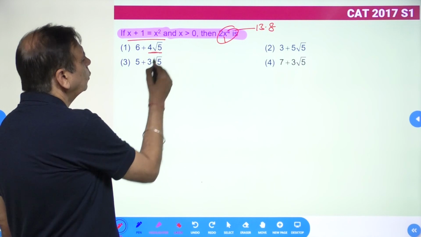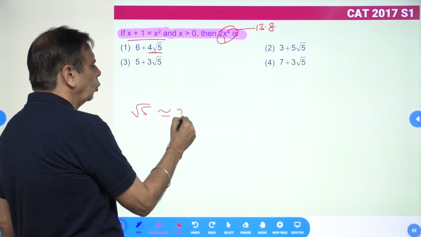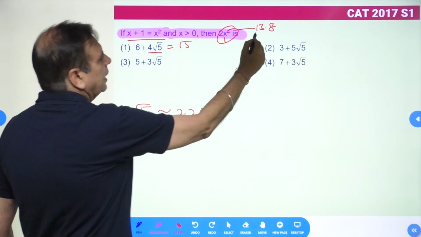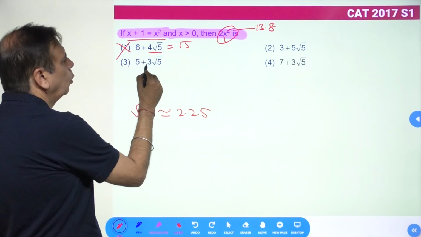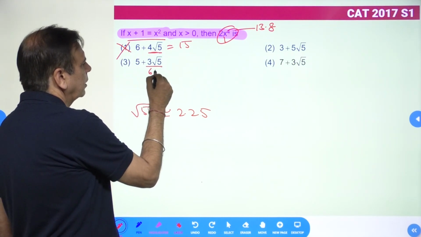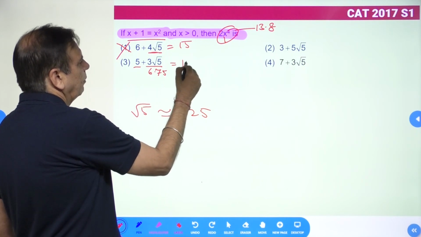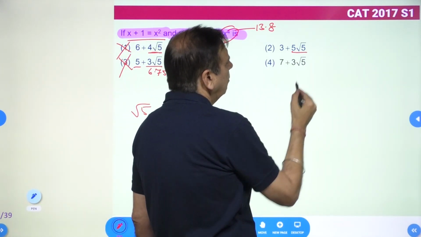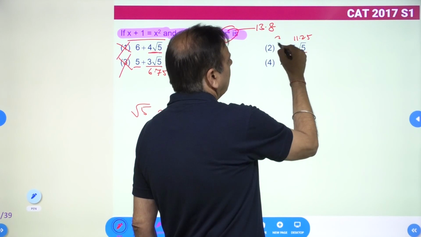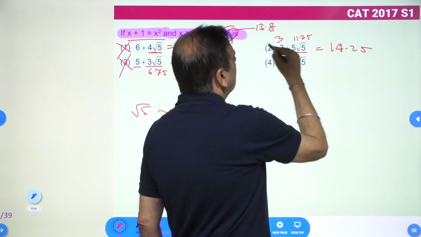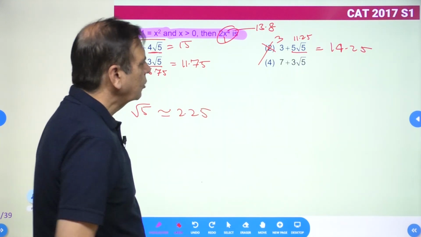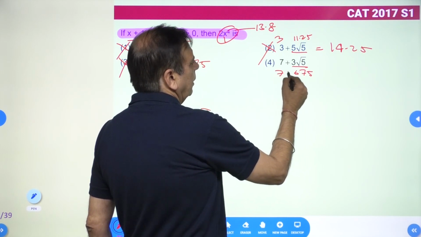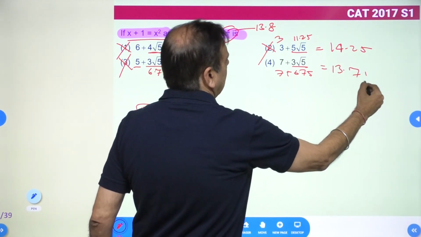So what is this? 2.25 under root 5. I have taken it to be 2.25. 2.25 into 4, 9 plus 6, 15. We need 13.8, wrong. 2.25 into 3 becomes 6.75 plus 5, 11.75. It is much lower, wrong. 2.25 into 5 is 11.25 plus 3, 14.25. Wrong. What about the last one? This should be the answer, but nevertheless, let's check. 6.75 plus 7, 13.75. This has to be the answer.